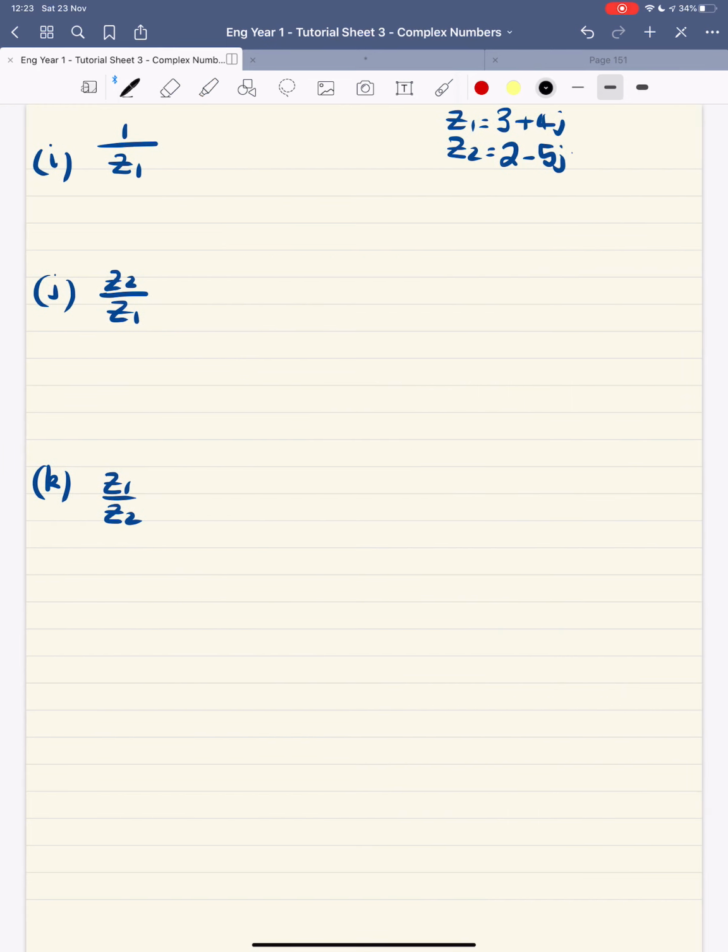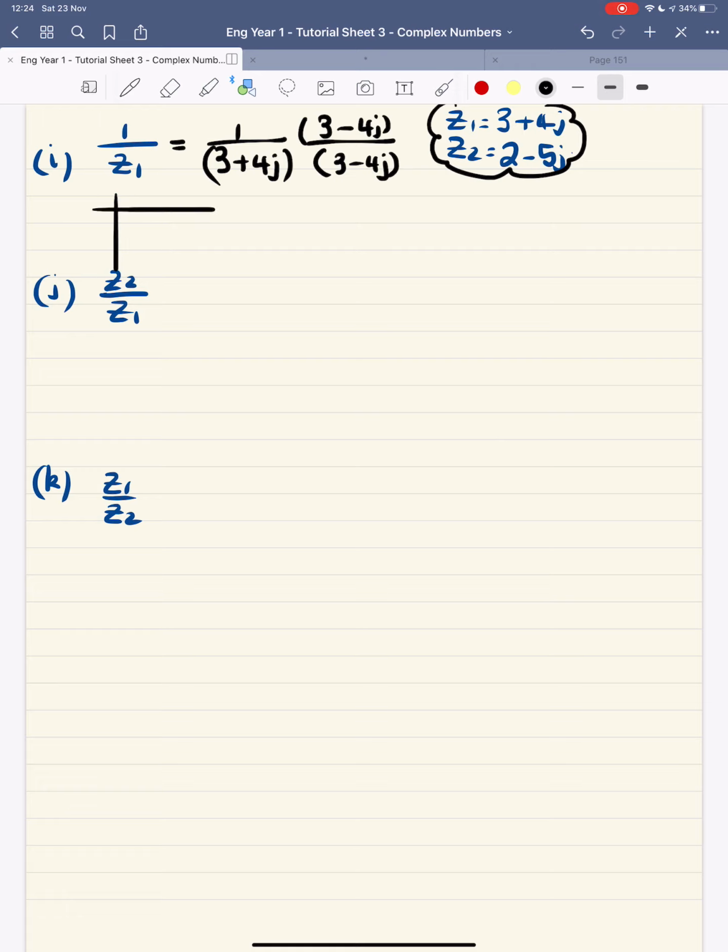1 over Z1, so it's 1 over 3 plus 4j. When you've got a complex number at the denominator, you multiply top and bottom by the conjugate, like so. Okay, just put these to one side. So then we need to do 3 plus 4j times 3 minus 4j. So that's 9. That's minus 12j, and that's plus 12j. They are designed to cancel out. And this is minus 16j squared, which is plus 16.